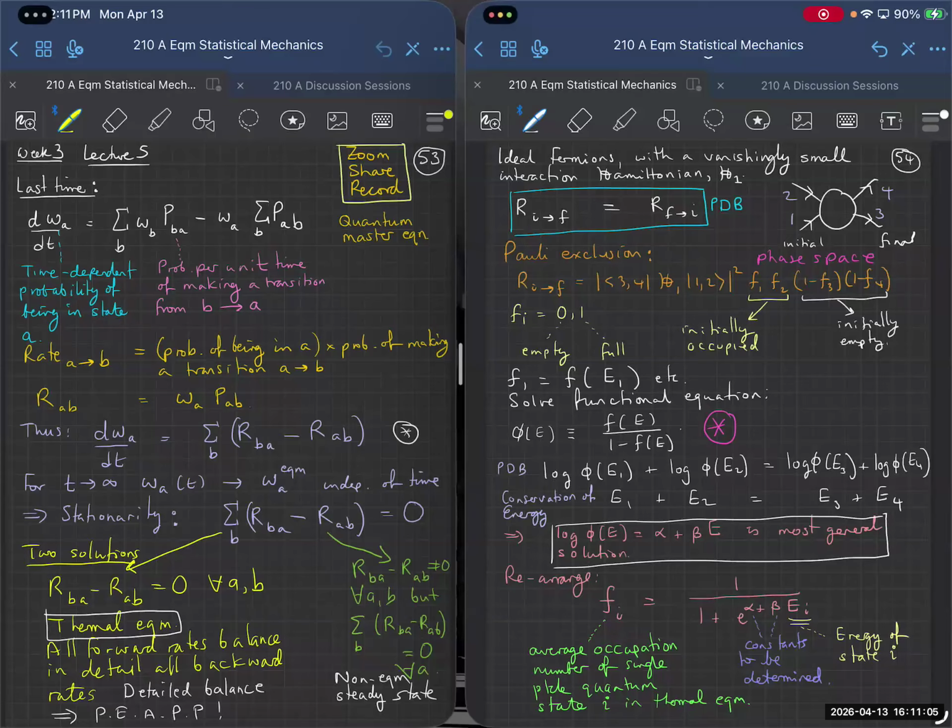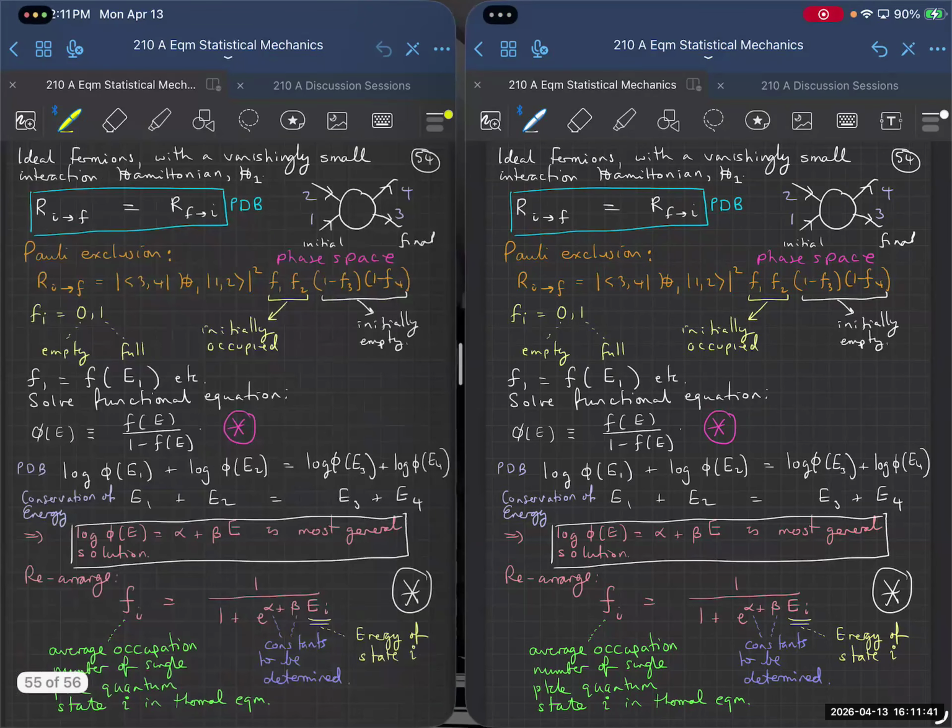And at the end of last lecture, what we ended up with was the equation shown down here on the right, where we see that F has the form 1 over 1 plus e to the constant plus beta times the energy. And just to remind you, what is F of I? F of I is the average occupation number of the single particle quantum state I in thermal equilibrium. And EI is the energy associated with that quantum state. So that's what the Fermi-Dirac distribution is.